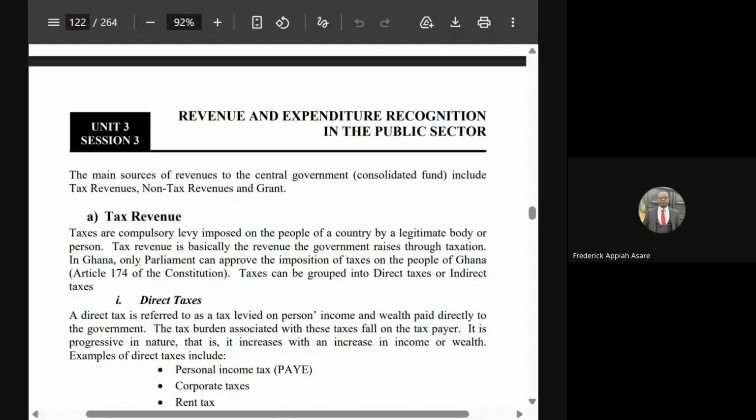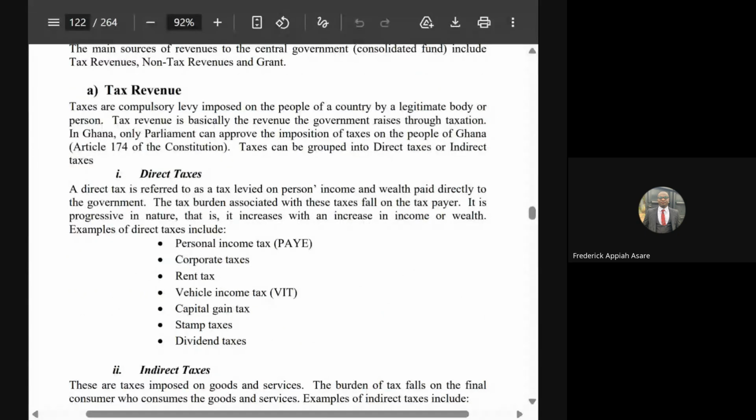Now, under the tax revenue, we have the revenue that they generate from the direct taxes. In your taxation class, in the first week, they differentiated between direct tax and indirect tax. So the direct tax covers all revenues that the government will generate from PAYE, personal income tax, corporate taxes, rent taxes, vehicle income tax, capital gains tax, stamp tax, and dividend taxes. All the taxes that they generate will be on the income or revenue part of the tax revenue.